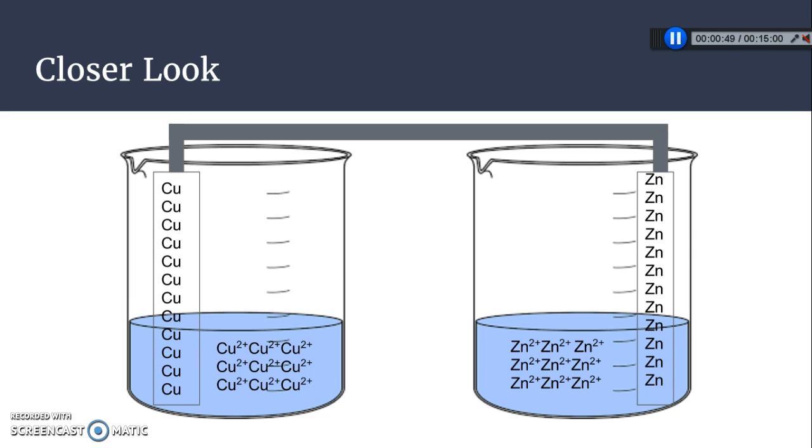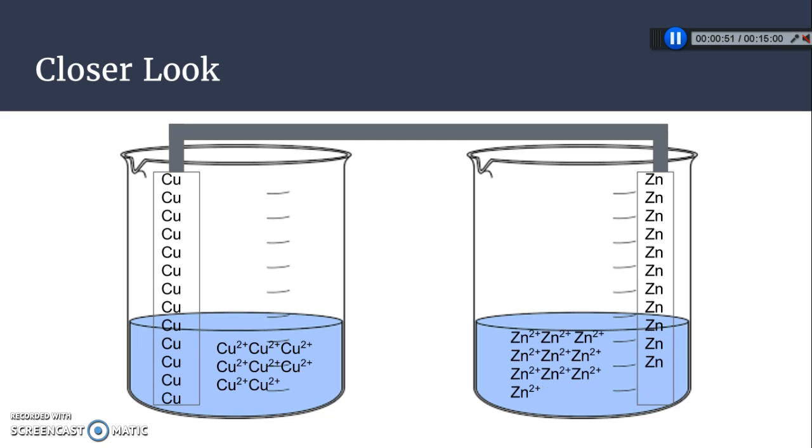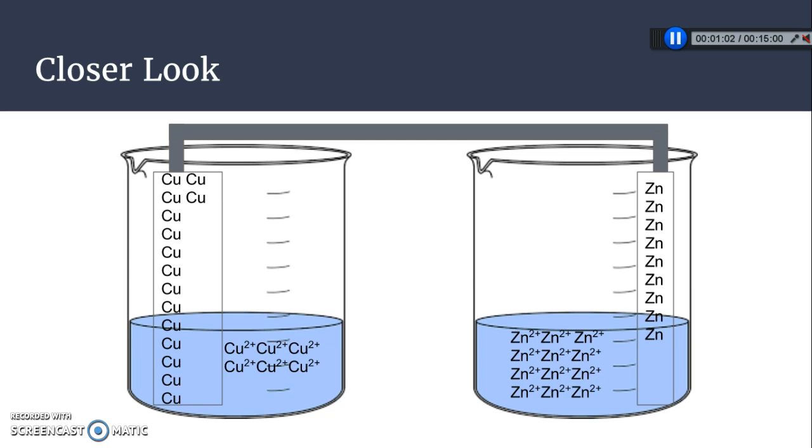It will then look something like this. Notice how an atom of zinc turned into an ion as it lost 2 electrons, and one of the copper ions turned into a copper atom by gaining 2 electrons. After some more time has passed, it will look something like this. As you can see, the copper is gaining electrons. This makes it a reduction reaction, and it will act as a cathode. On the other hand, zinc is losing electrons. This makes it an oxidation reaction, and it will act as an anode.